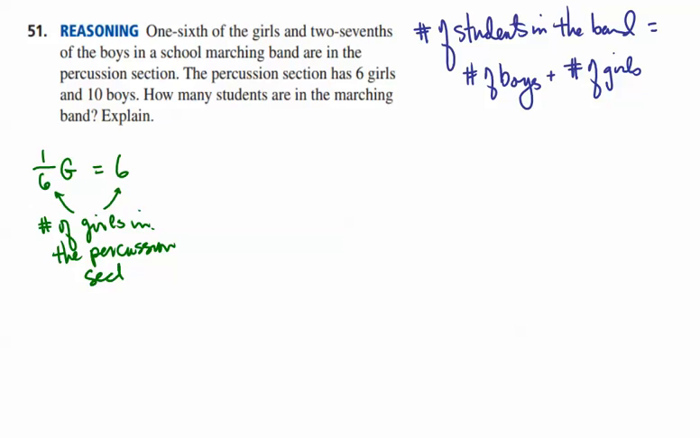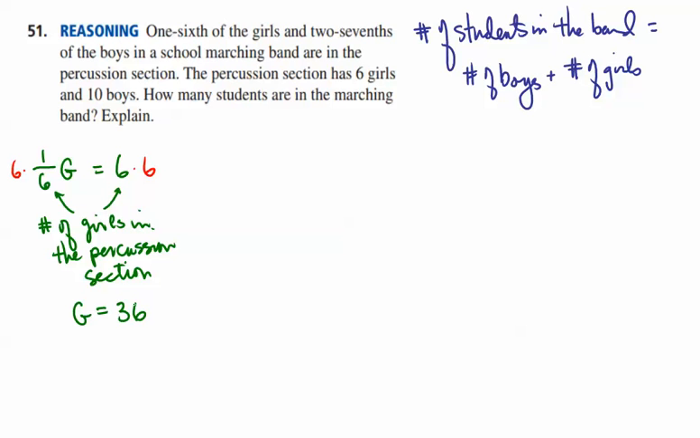Now, can we use that equation to solve for the number of girls in the band? Of course we can. All we need to do is multiply both sides by 6, and we end up with G is equal to 36. So there are 36 girls in the band.